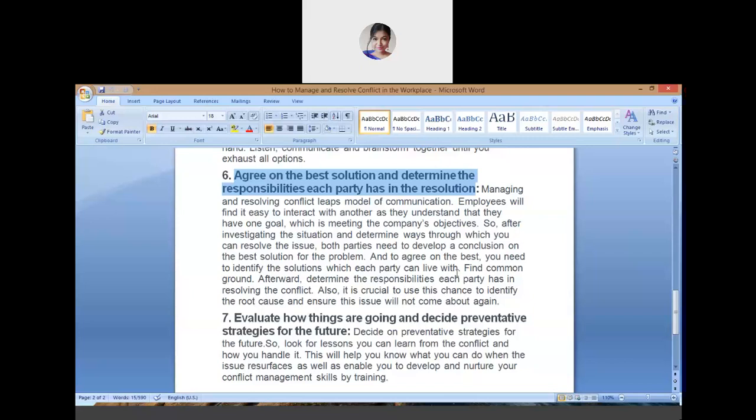You have to be someone who listens to everyone and also takes a decision which would make everybody happy, which would be beneficial for the parties who are involved in the conflict and also for the organization.